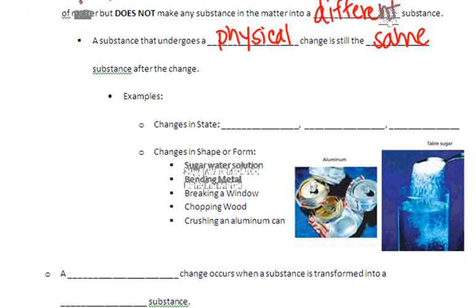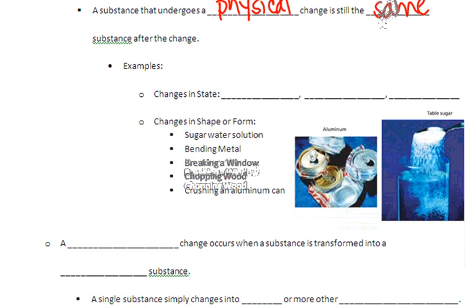So, for example, you have changes in state. Remember those changes in state, states of matter. You learned those as sixth graders. We also reviewed those when we were talking about the classification of matter. That's right, it's solid, liquid, and gas. So changes in state, an example of a physical change, would be solid, liquid, gas.